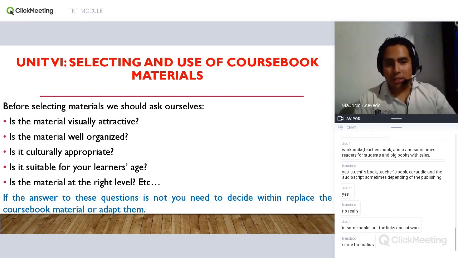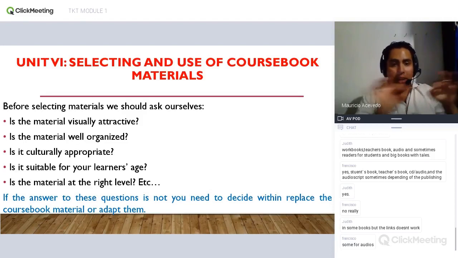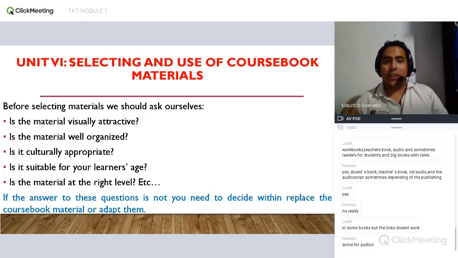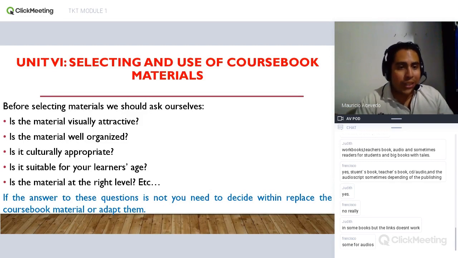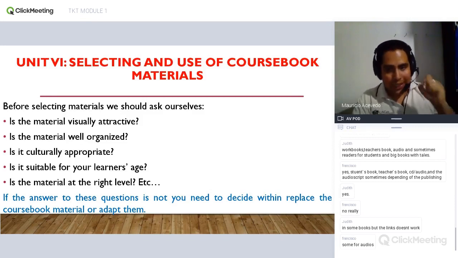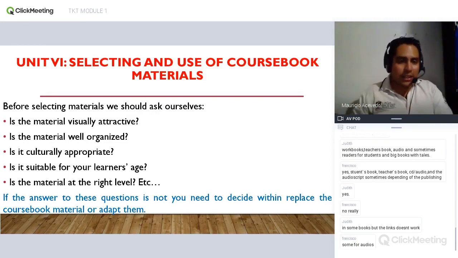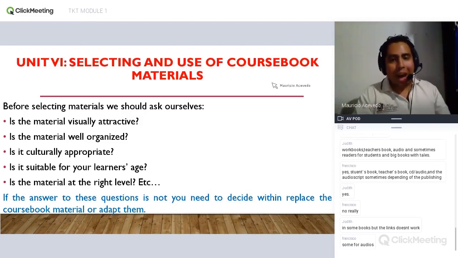You need to think of the students, what age they have, if they have some drawings, if there are some words, if it is in color, if it's in black and white. Okay, if the answer to this question is no, you need to decide whether to replace the course book material or adapt it. Okay, this is a very nice word and I really like it. Adapt the exercises from the book. Maybe you will skip some of the exercises that are difficult or that you think are not very useful. But you can also adapt them.